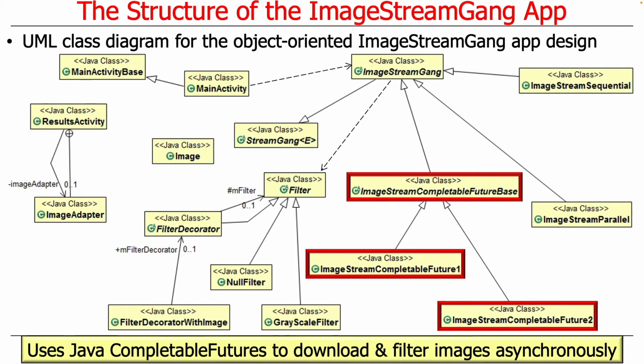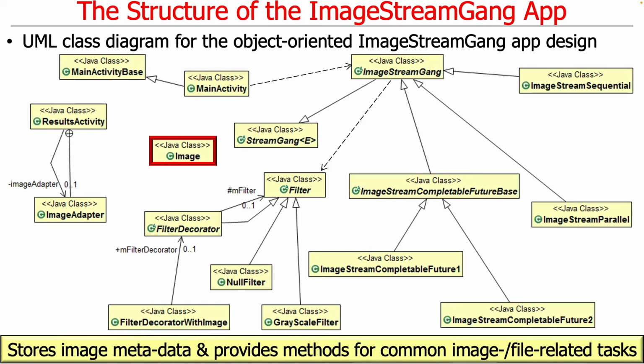So once you understand the basic concept of a StreamGang, then you understand ImageStreamGang is a customization of that. And then we further refine that ImageStreamGang for different types of concurrency and parallelism and asynchrony and reactive programming models.